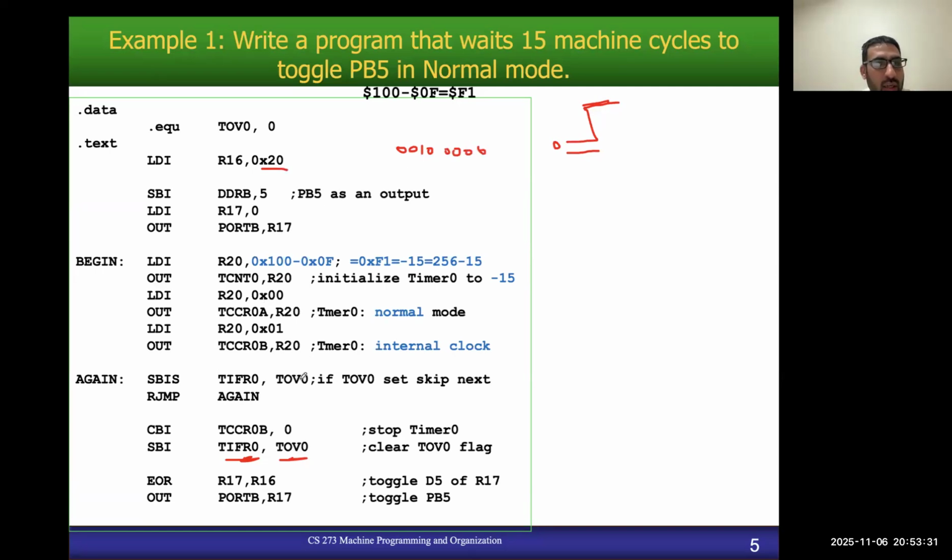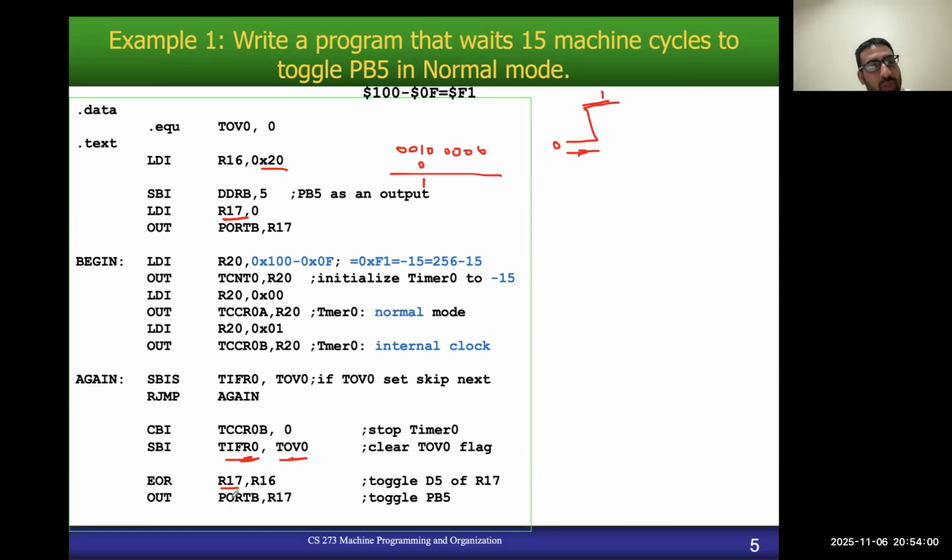And we are doing exclusive OR with R17, which is R0. So when you do the exclusive OR, initially we wrote R17 on the output, so we had 0 on the output pin PB5. Now when you do the exclusive OR with R0, here you will get 1, and the new value of R17 will be 0x20. Now you are saying, okay, write R17 to port B, so the output you will have is 1.